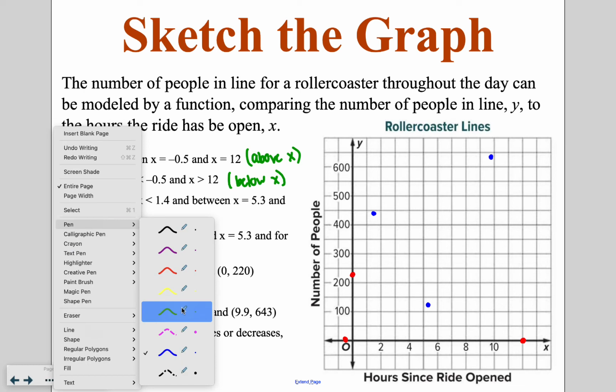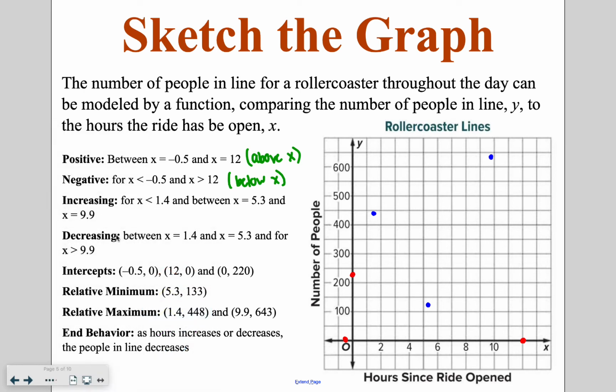Now I want to make sure I'm following that increasing, decreasing part. So it says it's increasing for the values that are less than 1.4. So that means as I'm connecting these first dots, once again, it might take a few tries to actually connect those. As I'm connecting these first dots, it should be increasing until I hit that relative maximum, which means I then change from increasing to decreasing, which is exactly what it says.